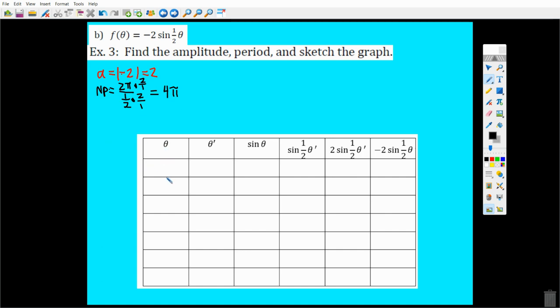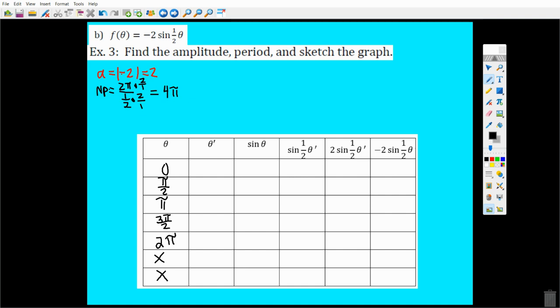All right, so from here, we have our normal 0, pi over 2, just like our regular cycle, pi, 3 pi over 2, and 2 pi. We aren't going to need these two for now, because again, this is the regular graph for sine, which goes from 0 to 2 pi.